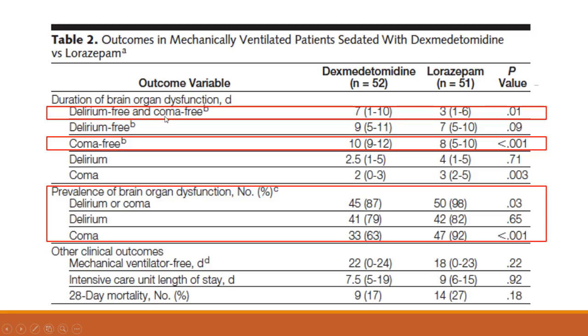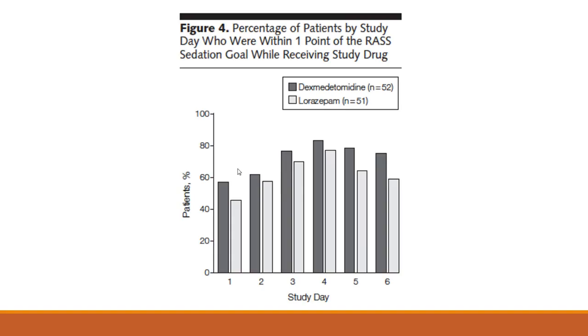So if you break this down into delirium and coma, it's really driven by a reduction in coma. Same thing with the prevalence. So you can't read into this and say, well, perhaps Precedex brought down the rate of delirium. It really seems to have an impact on coma, because perhaps lorazepam was over-sedating patients.